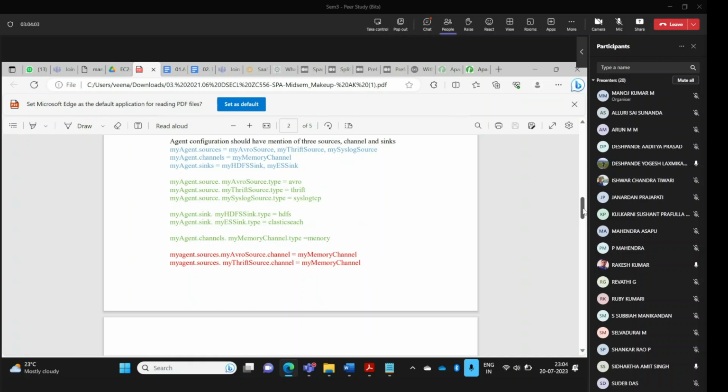Then to show the sink as well, like HDFS, and then the search-type sink, Elasticsearch. I think we have to keep this kind of example handy. So based on what the question asks, we have to change it accordingly.